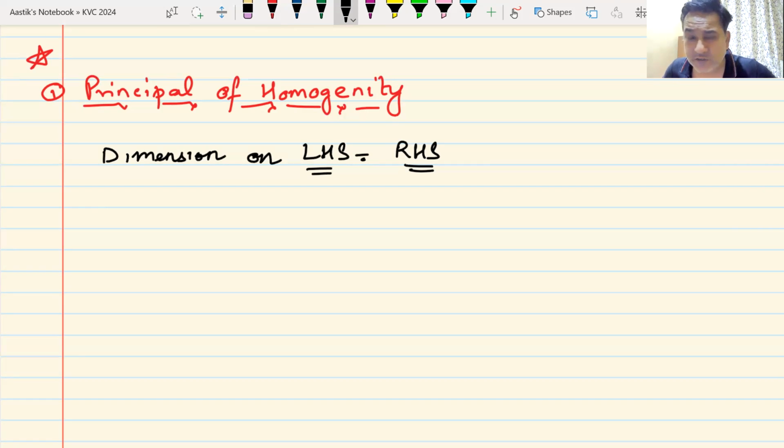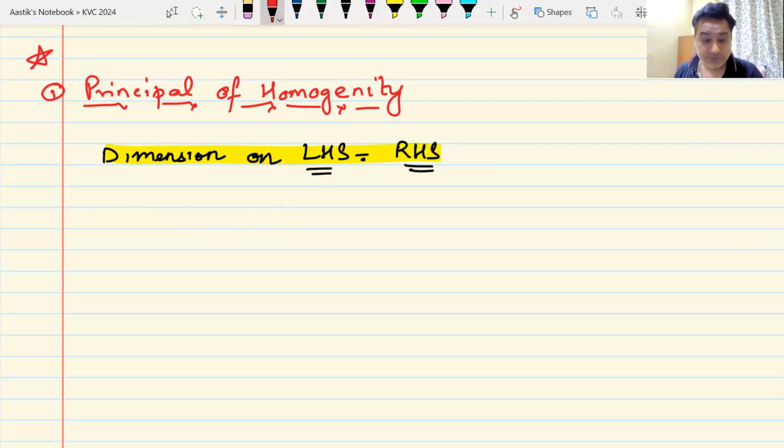I cannot write an equation where I write force is equal to acceleration plus distance. Can I write an equation like this? Force is acceleration plus distance. No, I cannot write an equation like this. Whatever is there on the left hand side, same thing must be there on the right hand side. And therefore, the dimension of LHS and the dimension on the RHS must be same. Do we understand this? Yes or no?